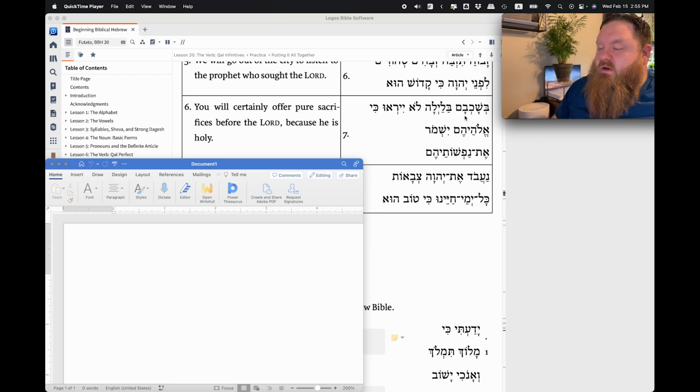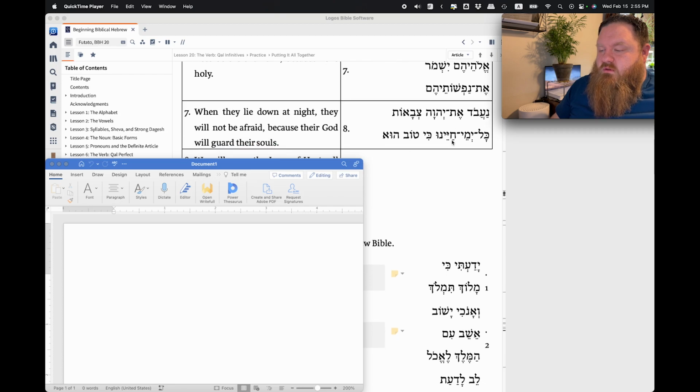Okay, so here is going to be the subject. That's what I should have said when I said reflexive. So it is the subject of the action of the infinitive. The action of the infinitive is to lie down. They, 3MP, are lying down. When they lie down in the night, I think there should be a dagesh here. Otherwise, this should just be a shavah. They will not be afraid, because their God will guard their souls.